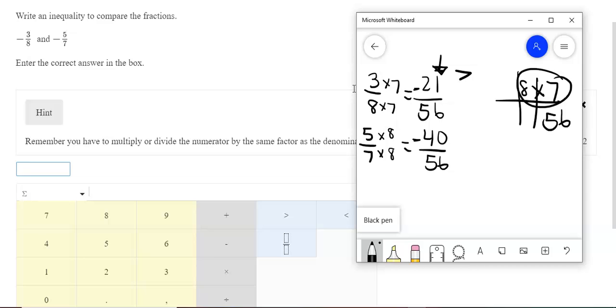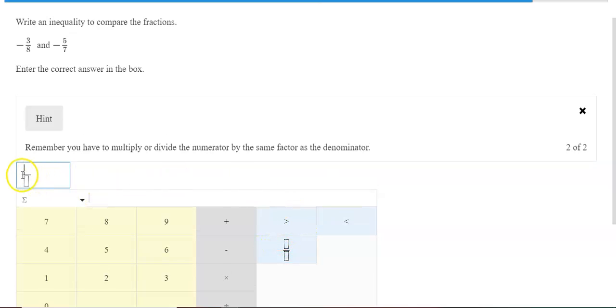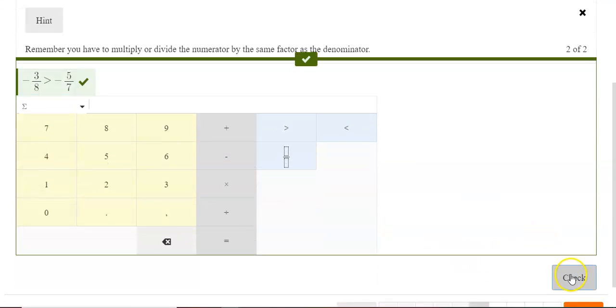And so we need to type our answer in. So -3/8 is greater than -5/7. Next.